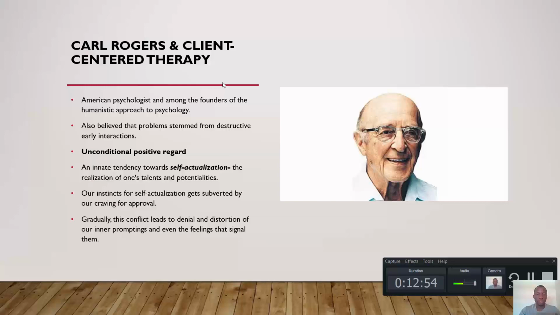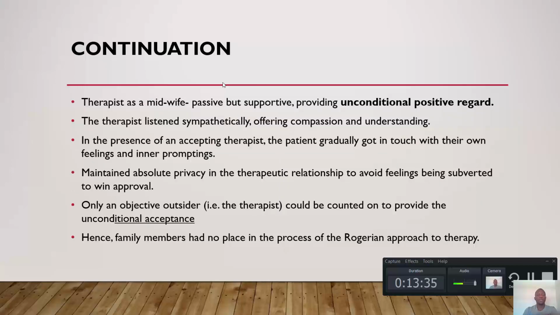Rogers believed that gradually this conflict leads to denial and distortion of the inner promptings and even the feelings that signal them. So there's kind of this conflict to rise up and be self-actualized, realize your talents and potentials, but then also you have a world here. They're both competing for your attention. Some of you are at that stage, or some of you have passed that stage, but it's kind of a daily life thing. I still face it, where you have that struggle. You feel like this is where your gift is, but then the people are saying this, and there are these pressures and demands from the world, and so you believe that that conflict can be bad.